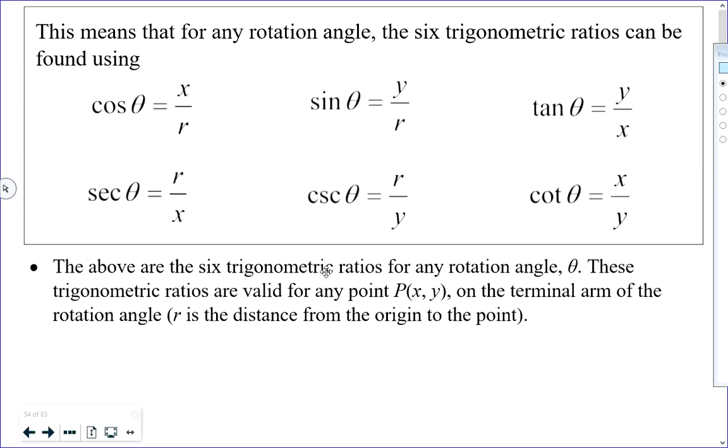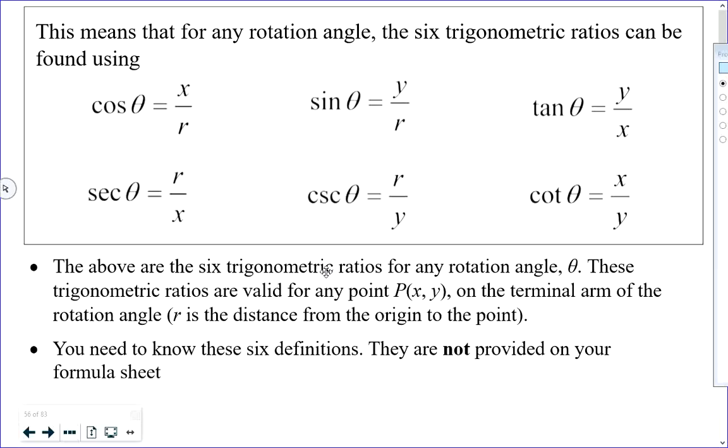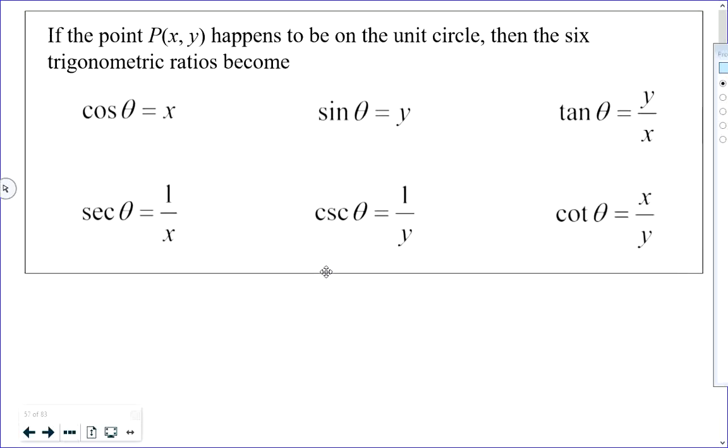Just a reminder here, r is the distance from the origin to the point. And you need to know these. Okay? It's not negotiable. You cannot be successful in trigonometry from here moving forward without knowing these facts. They're not provided on your formula sheet.